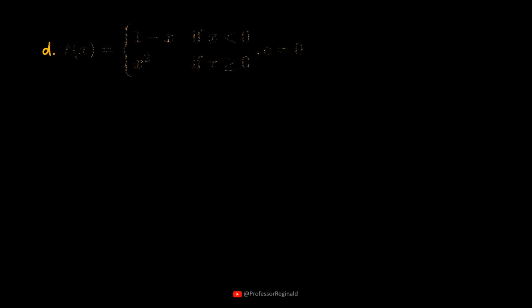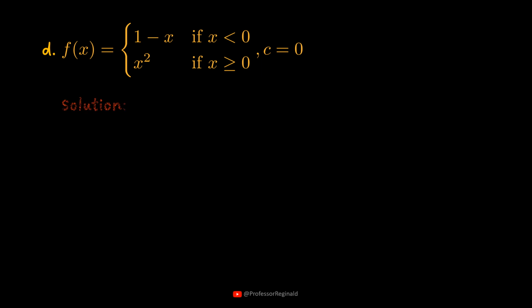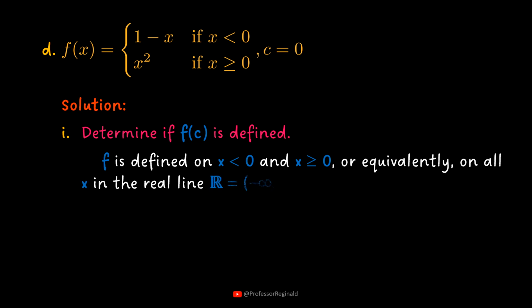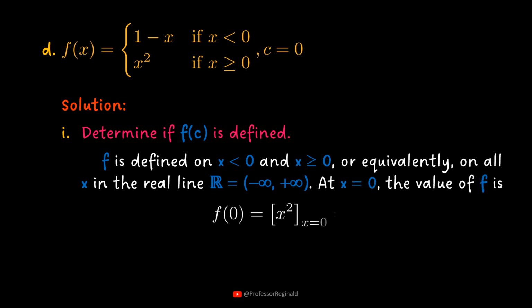d. F of x equals 1 minus x, if x is less than 0, and x squared, if x is greater than or equal to 0, with c equals 0. Solution. First, determine if f of c is defined. F is defined on x less than 0 and x greater than or equal to 0, or equivalently, on all x in the real line. At x equals 0, the value of f is f of 0 is equal to 0.